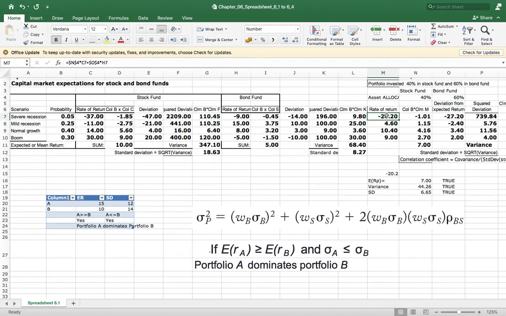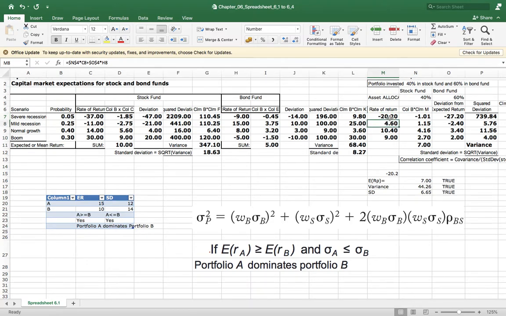First of all, we calculate the possibility of return for the asset allocation. What is the asset allocation? 40% in stock fund. So 40% multiplied by minus 37%. Where did minus 37 come from? The return from the stock fund, column C. You can find that in severe recession, your return from the stock fund is minus 37. So 40% multiplied by minus 37 plus 60% multiplied by minus 9. Where did minus 9 come from? Column H. The return in severe recession in the bond fund is minus 9, which will give you minus 20.20.